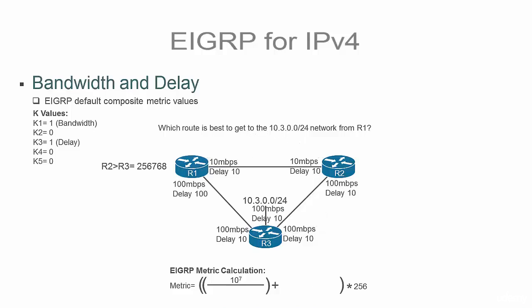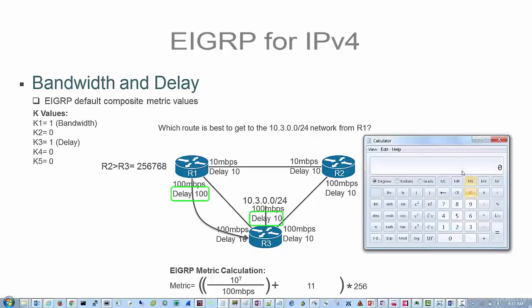Now let's figure out what the path would be from R1 to R3. Here our slowest bandwidth link is 100 megabits per second. Plug that into our formula, and then our delay is 100 plus 10. So we'll take 110 divided by 10, that gives us 11. Bring the calculator up again, so we'll do 10 to the 7th divided by 100, 1, 2, 3.